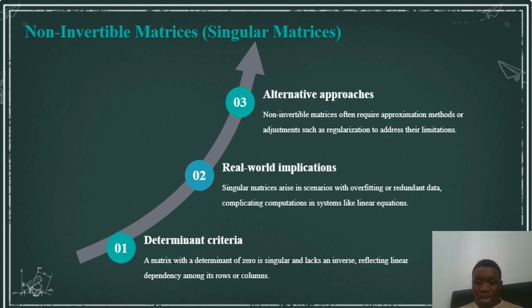Real world implications. Singular matrices arise in scenarios with overfitting or redundant data, complicating computations in systems like linear equations. Alternative approaches. Non-invertible matrices often require approximation methods or adjustments such as regularization to address their limitations. That is the alternative approaches.